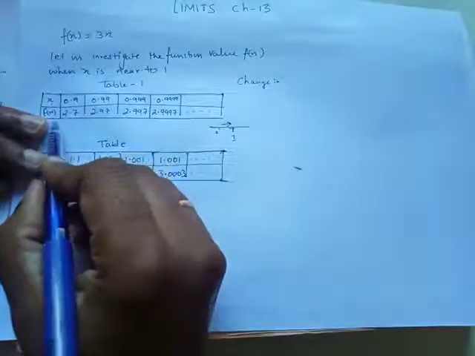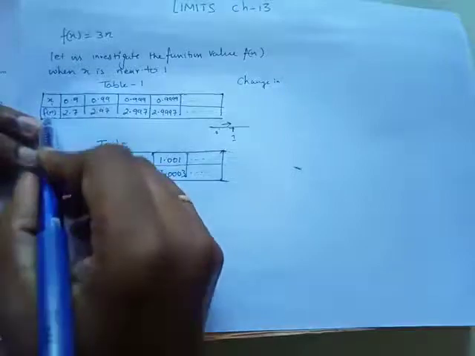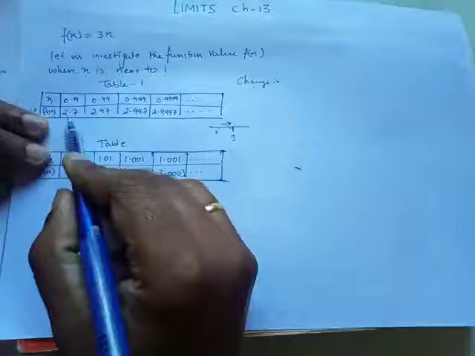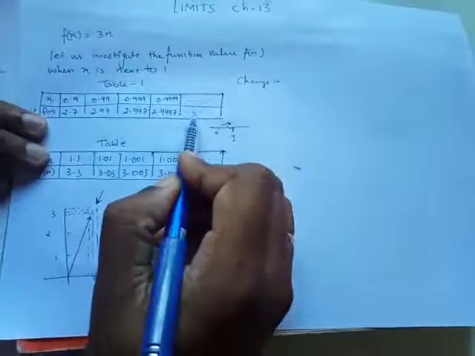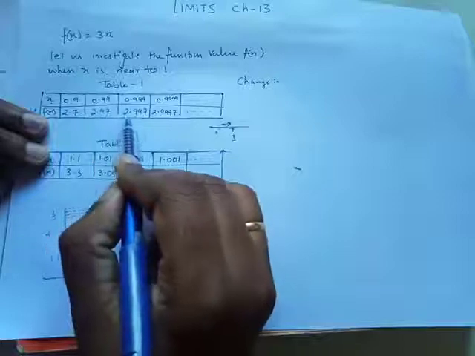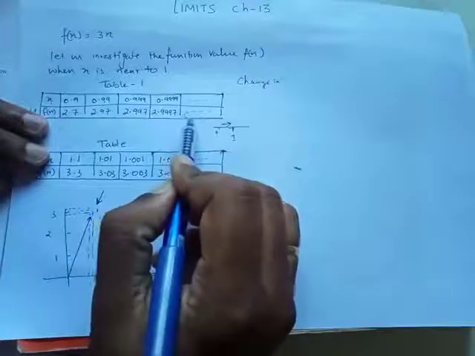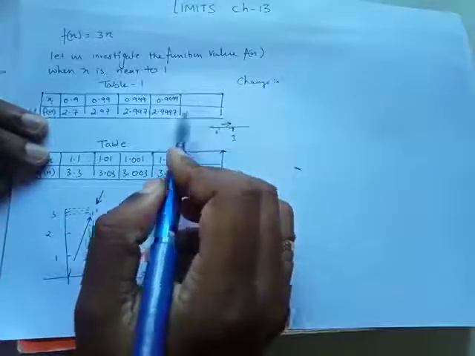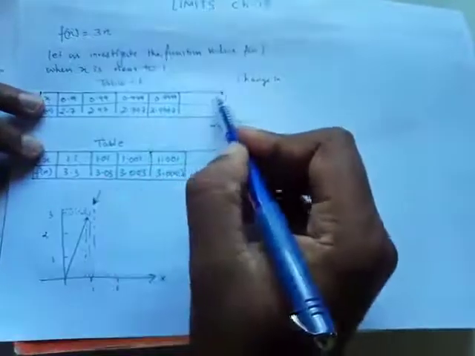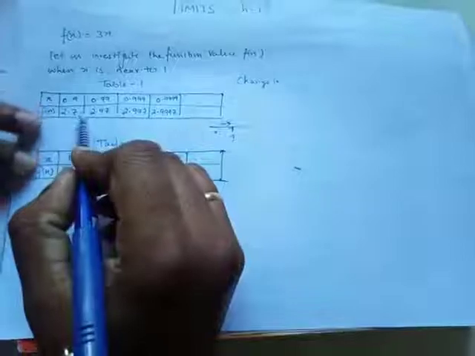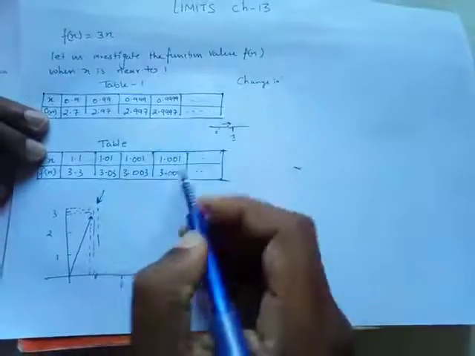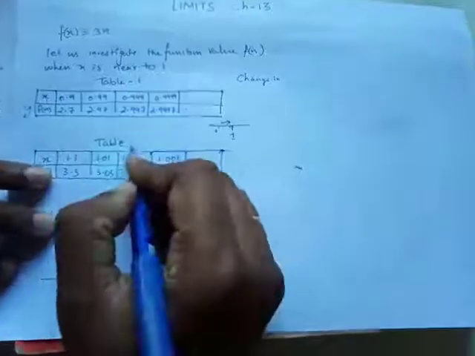So the value, or you can also say this is y. This is also called y. The value is going towards 3. You guys can have a look. 2.7, 2.97, 2.997, 2.9997. And if you guys notice over here, as the value of x is reaching 1, it's also reaching towards the value of 3. Okay, let's have a look at table 2.